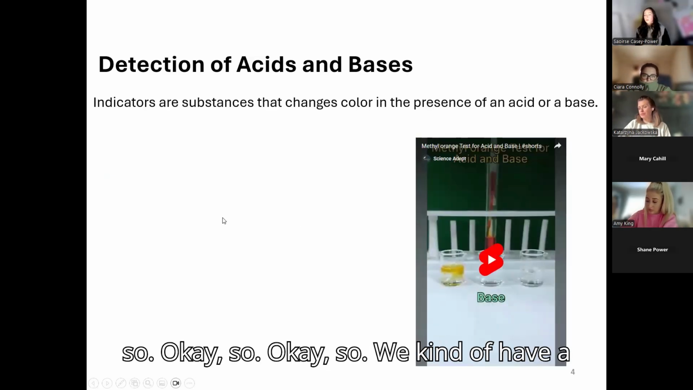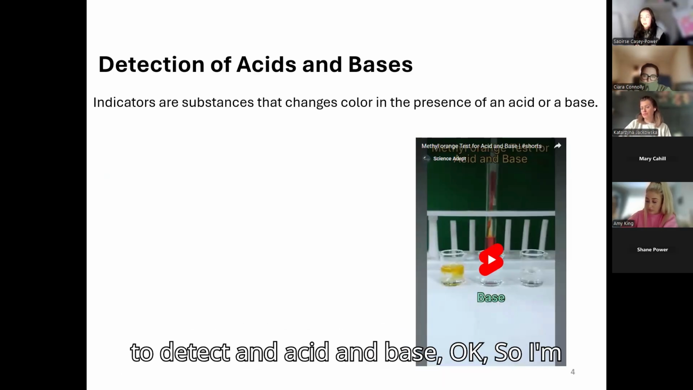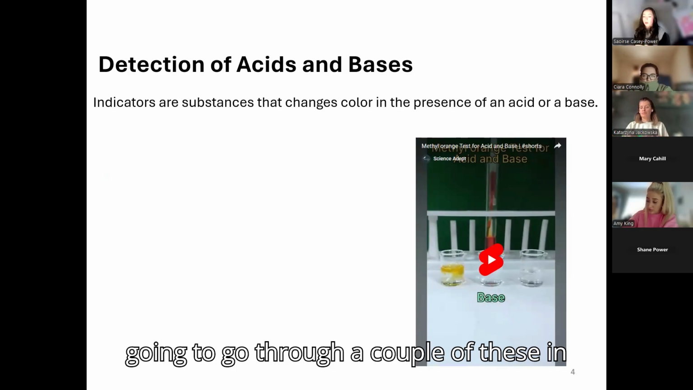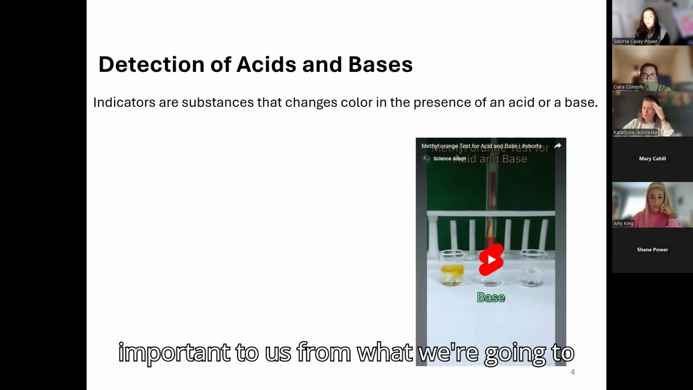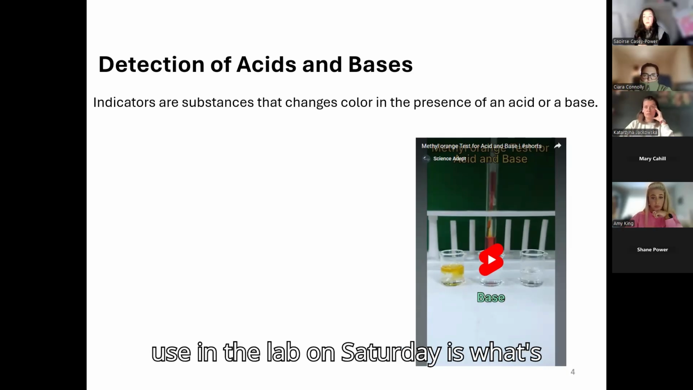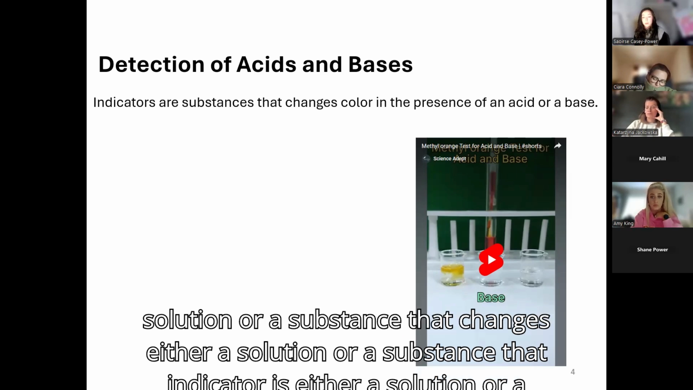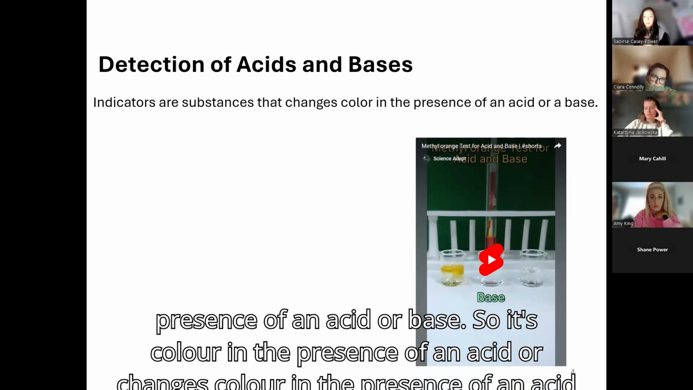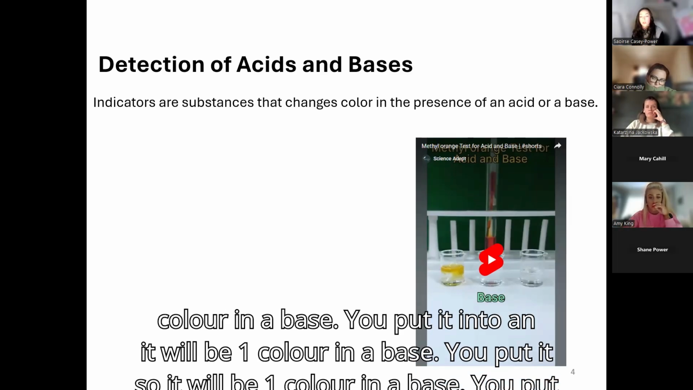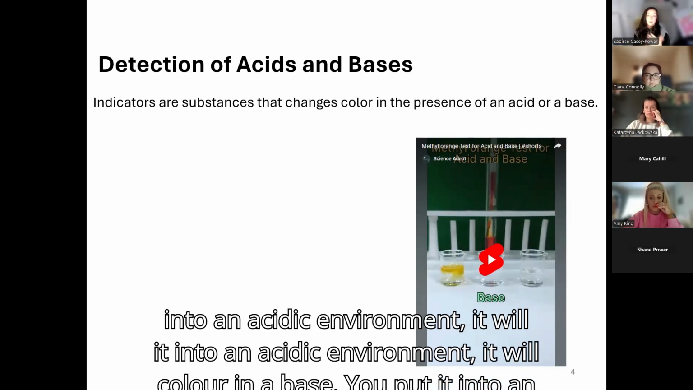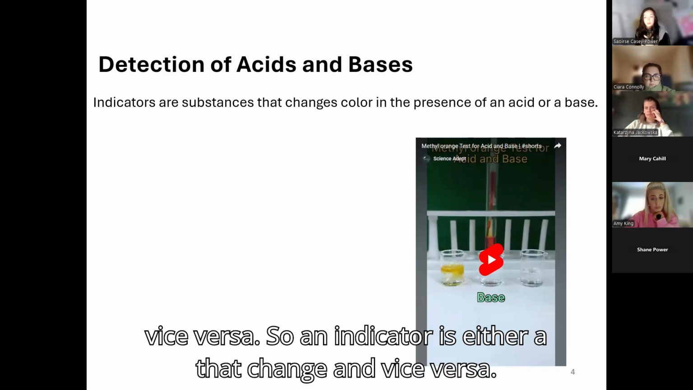Okay, so we have a couple of different methods that we use to detect an acid and base. I'm going to go through a couple of these in a second, but the one that's most important to us, and what we're going to use in the lab on Saturday, is what's known as an indicator. An indicator is either a solution or a substance that changes color in the presence of an acid or base. So it's incredibly visual. It will be one color in a base, you put it into an acidic environment, it will change color, and we'll be able to see that change, and vice versa.